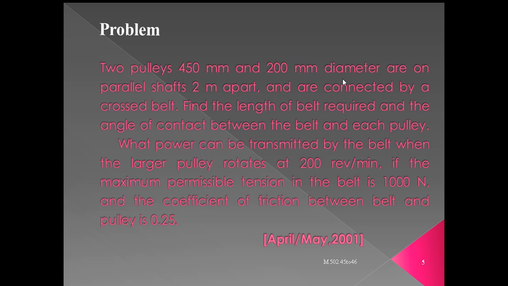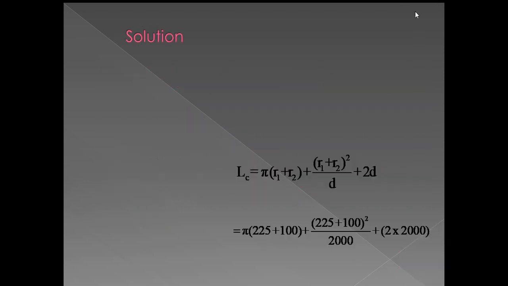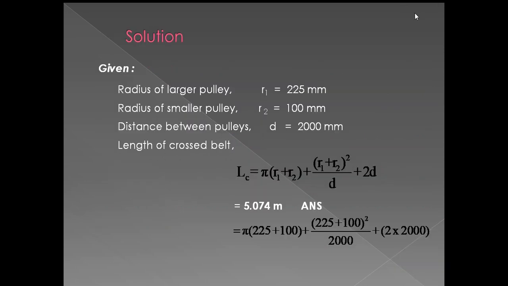So here we need to find the length of the belt required and the angle of contact on each pulley. The radius of the larger pulley is R1 equal to 225 mm and the radius of the smaller pulley R2 equal to 100 mm. The distance between the two pulleys D is equal to 2000 mm.